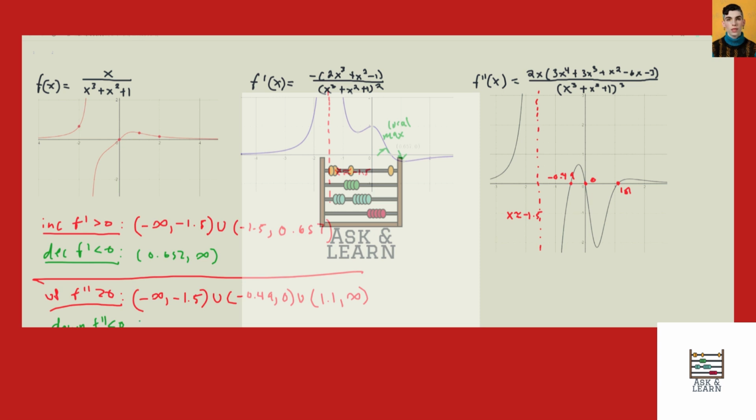So we are negative for our second derivative graph to the right of our vertical asymptote. And this will go on until about 0.49. And we're going to union this with then 0 to 1.1.